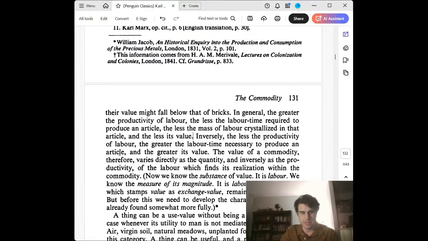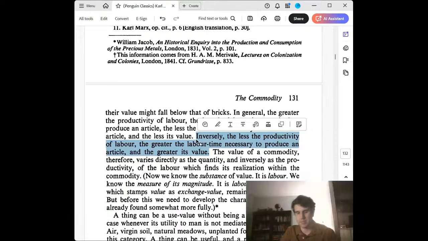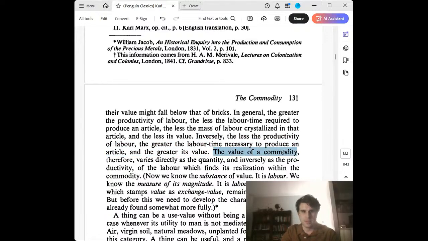Inversely, the less the productivity of labor, the greater the labor time necessary to produce a commodity or an article, the greater its value. The harder it is to make something, the more valuable it is. The longer it takes, the more valuable it is. The value of a commodity, therefore, varies directly as the quantity and inversely as the productivity of the labor which finds its realization within the commodity.